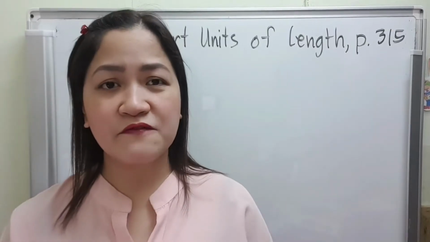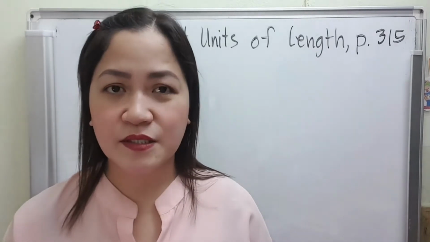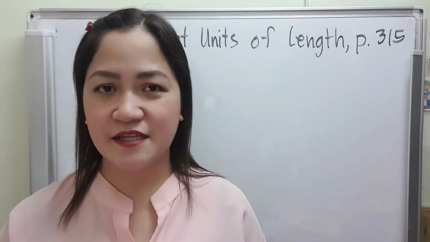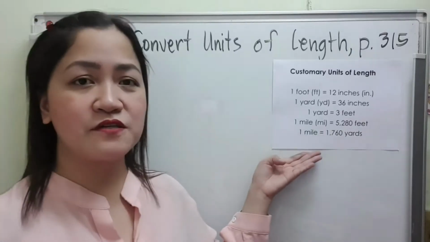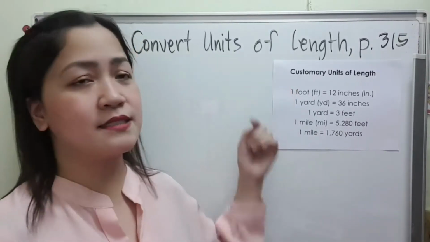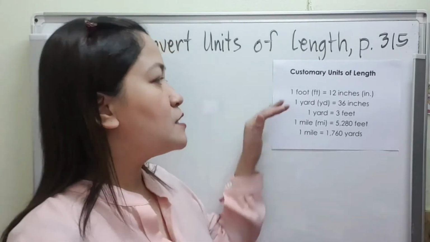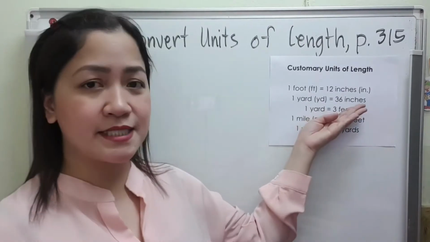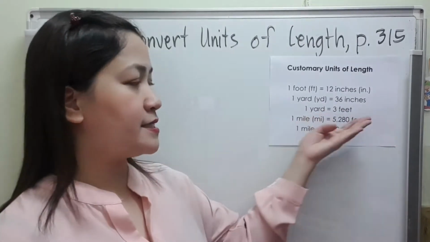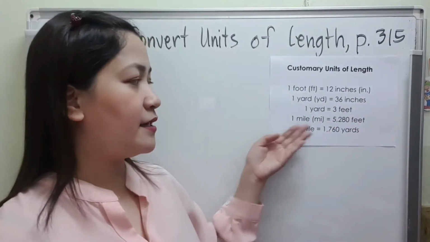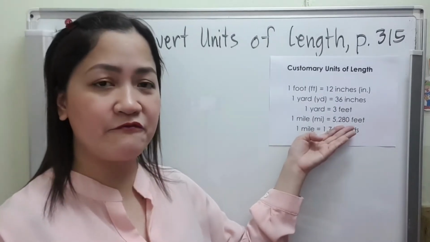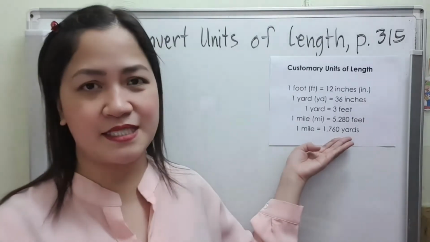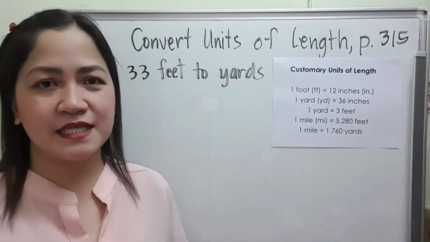So what is a conversion factor? A conversion factor is a rate in which two quantities are equal but use different units. We have here a conversion factor, and this is about the customary units of length. So 1 foot is equal to 12 inches, 1 yard is 36 inches, 1 yard is 3 feet, 1 mile is 5,280 feet, or it is also equal to 1,760 yards. Let us have an example.